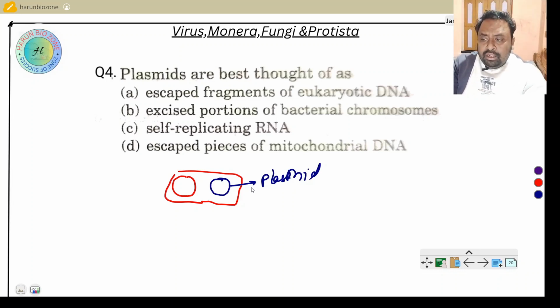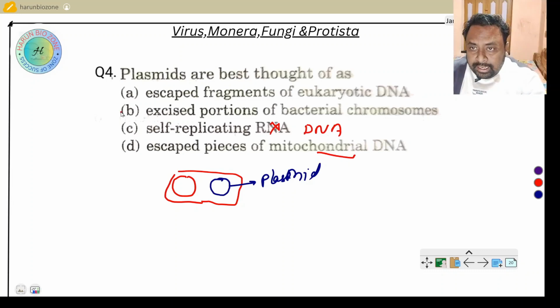And has a small and auxiliary dispensable. The escaped fragment of eukaryotic DNA, physically separate, exist portion of bacterial chromosomes. Bacterial chromosome, bacterial DNA, exist portion is plasmid. Self-replicating RNA, not RNA, this is DNA. Escaped pieces of mitochondria, not mitochondrial DNA, because mitochondria are absent in prokaryotes. So, here the right option is exist portion of bacterial chromosome.